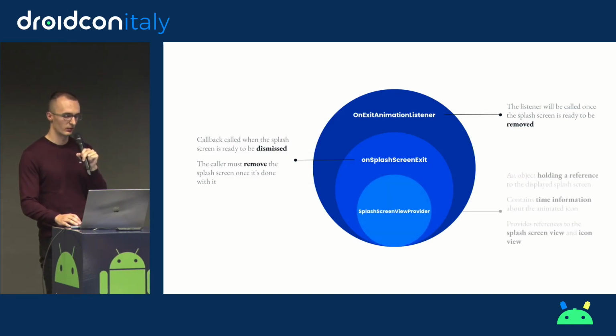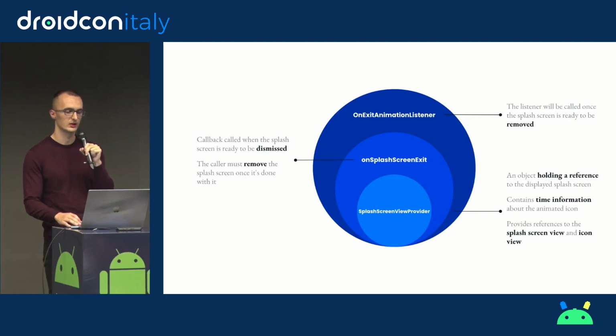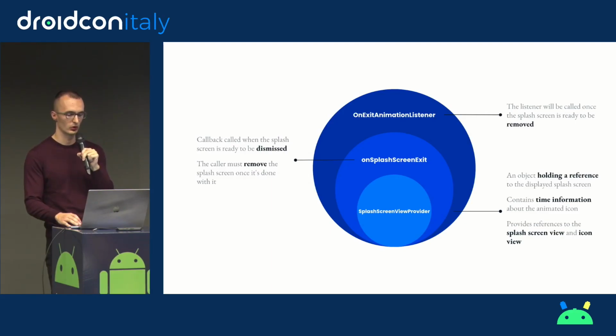This method takes one parameter, and that's the SplashScreenViewProvider object. So this object holds a reference to the displayed splash screen, and it contains the time information about the animated icon. Also, this object provides references to the splash screen view and to the icon view.